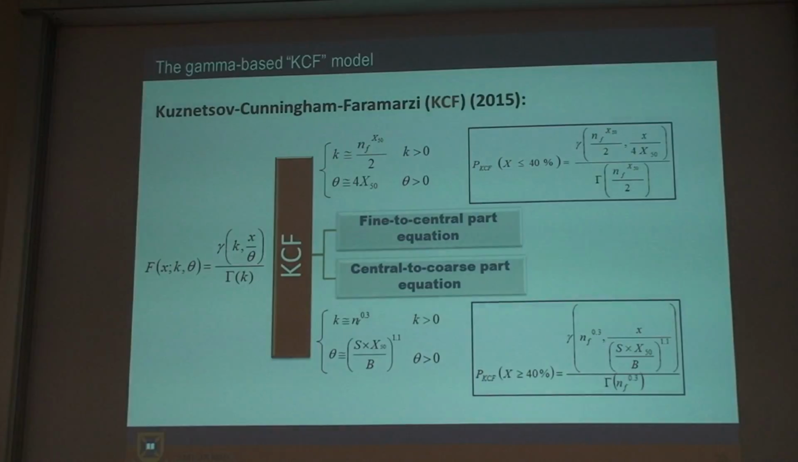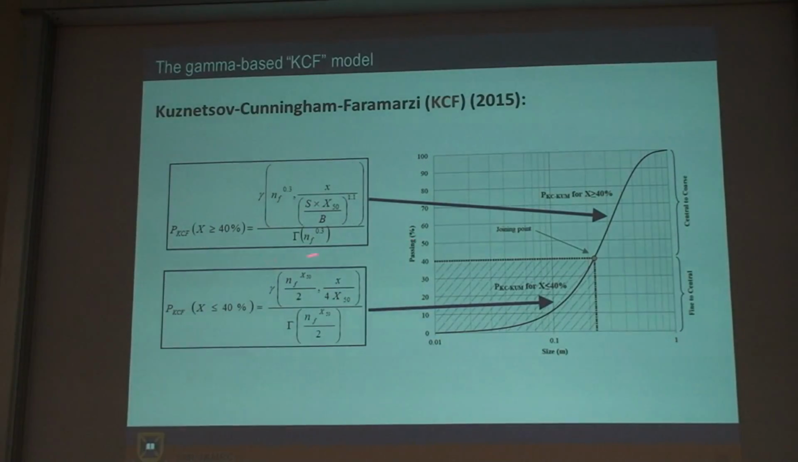In different trials, however, I came to this conclusion that if I use spacing and burden, I can correctly adjust to the coarse part material, and I use spacing and burden in this model, and the problem with prediction of coarse part material somehow enhanced. So we use the central to coarse part equation for the particles more than 40% passing size, and another equation for the particles less than 40% passing size.